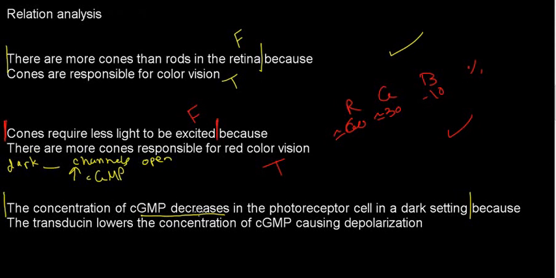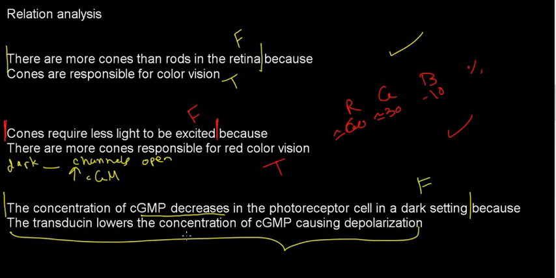So let's see. Concentration of cGMP decreases in a dark setting. That would be incorrect. I wouldn't say increases. I would say decreases in a lit setting. Let's read it again. The concentration of cGMP decreases in the photoreceptor cell in a lit condition, which means it's an excited condition. It decreases, and once it decreases, the channels close. So this would be true, and because I had to fix it to make it true, I would mark it false here. Very good. And we're going to move ahead.